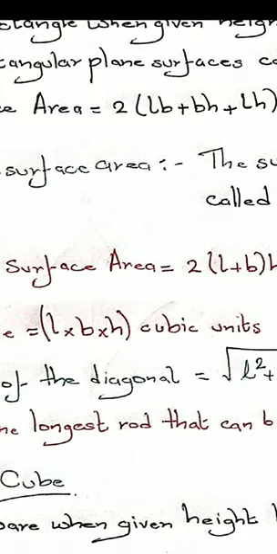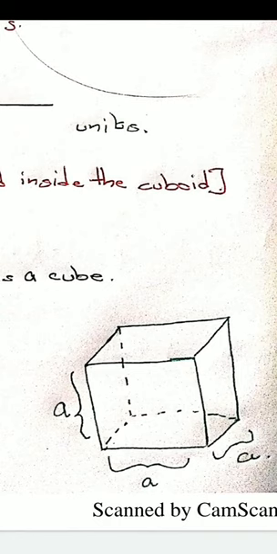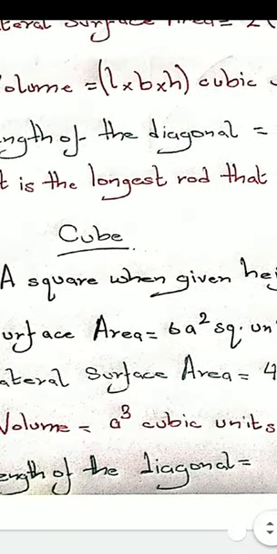So let us go to the other one, that is the cube. A square when given height becomes a cube. That means in this case length, breadth and height will all have numerically equal values. So in this case surface area will be 6a square. It's also very easy to remember. One side will be a square, but I have six sides like that. So a square six times will become 6a square units.